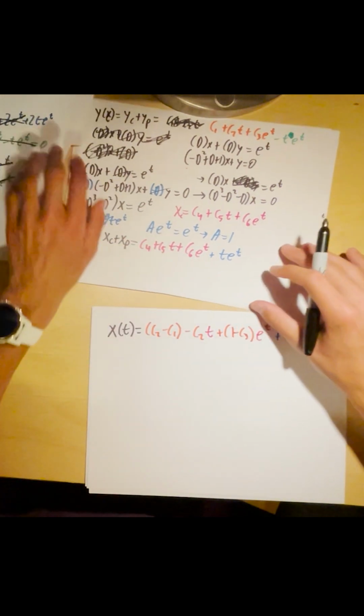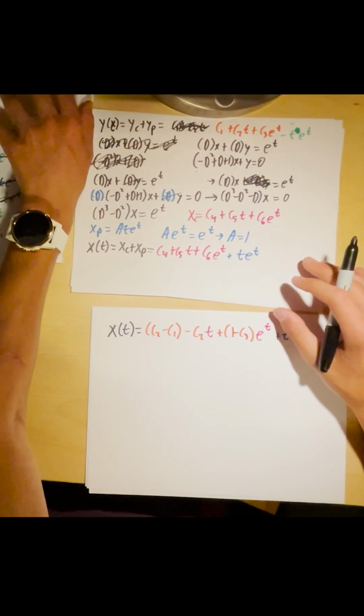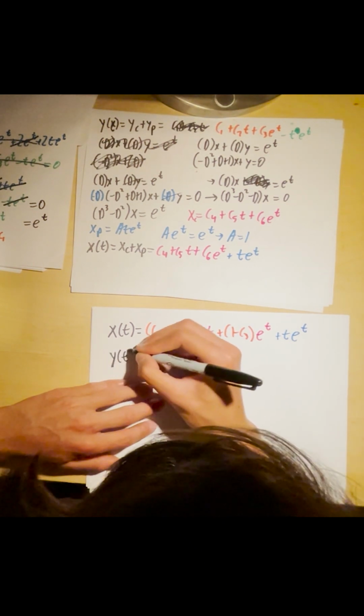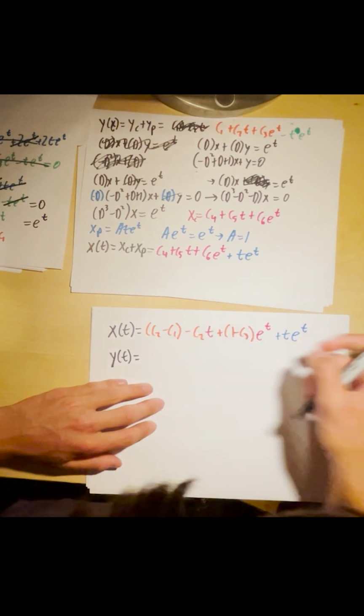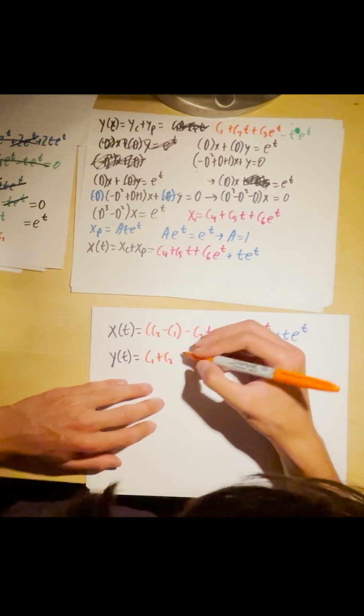And y was already in terms of c1, c2, and c3, so y of t equals c1. I'm copying this down from the top.